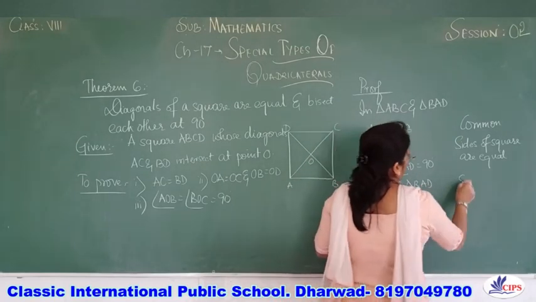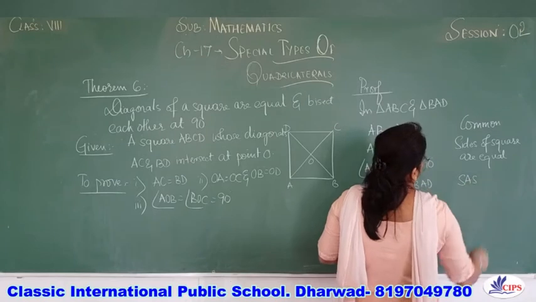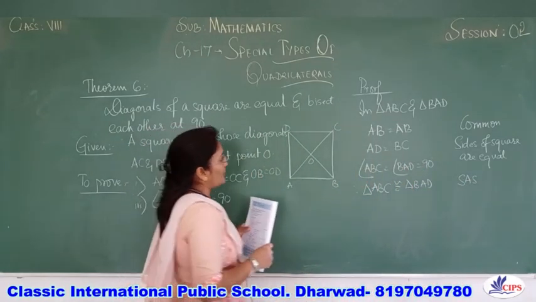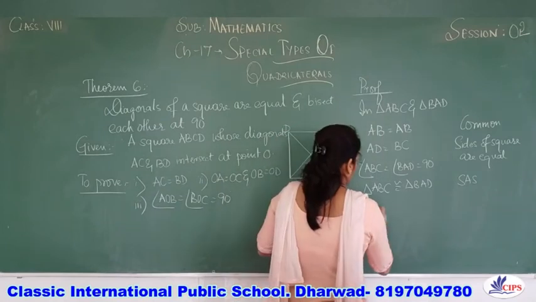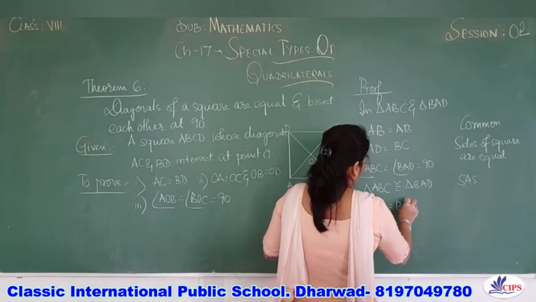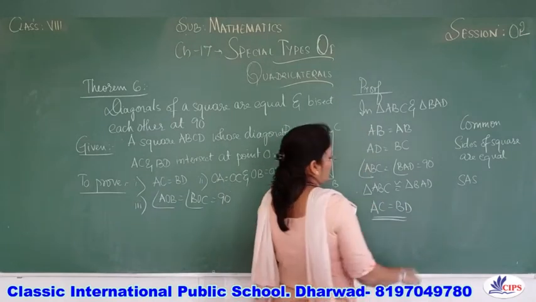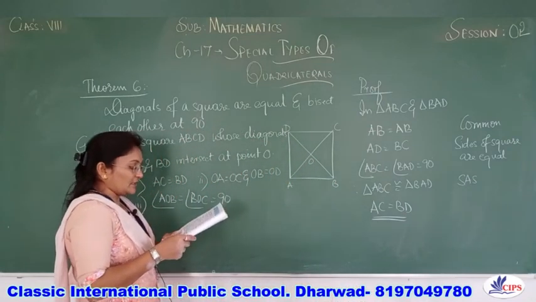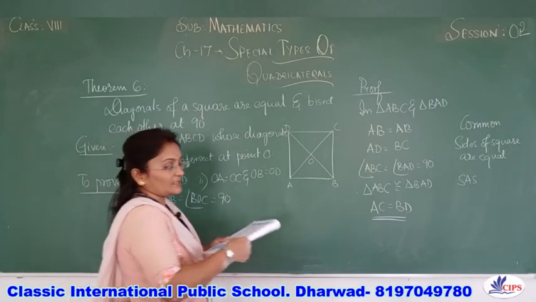So, therefore, triangle ABC is congruent to triangle BAD. It is side angle side: two sides and the included angle are equal. So, AC is equal to BD. So, what have we proved? Diagonals are equal to each other. Next, let us take the second one. We have to prove that diagonals bisect each other.